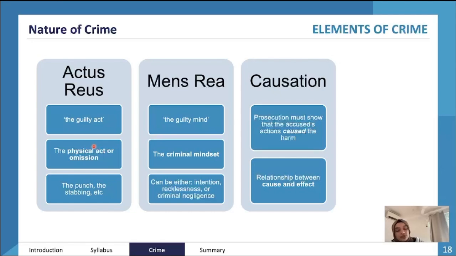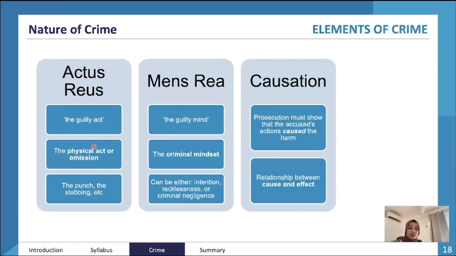So this can be intention, it can be recklessness, so just lack of care, basically, or criminal negligence, right? So again, negligence, just you're not really paying attention, don't really care. But again, this is harder to prove because there's no act that you can sort of support that mens rea or guilty mind with. It's just the guilty mind.